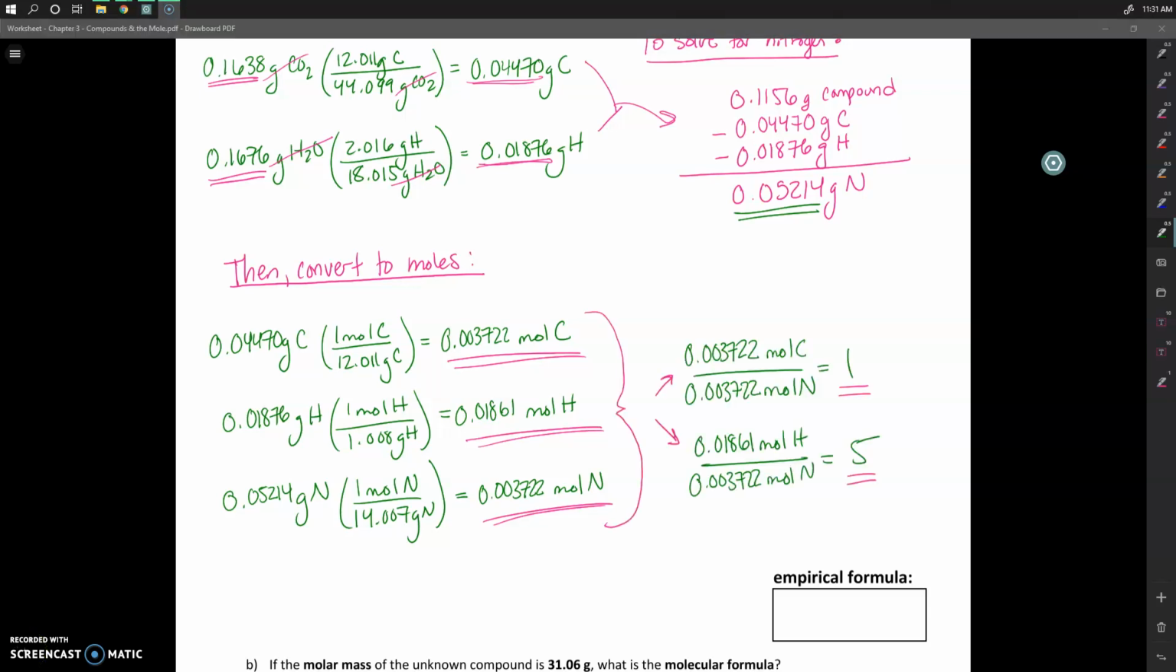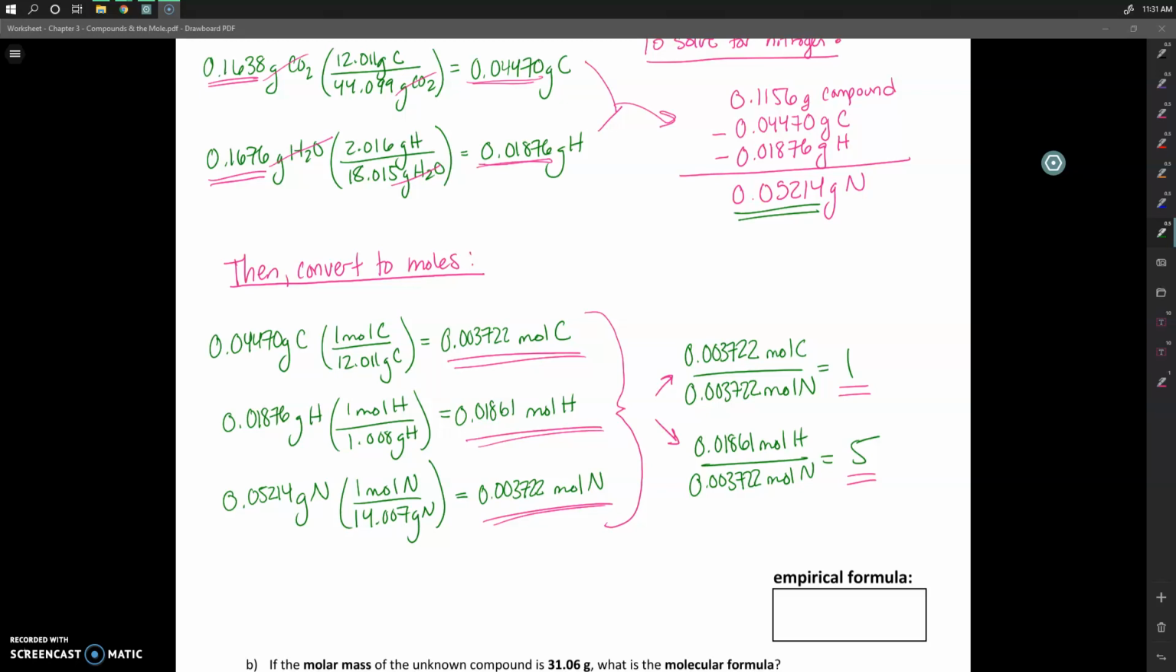So then from here, we want to now look at the ratio of these moles. And if you remember, the way we want to compare them is you should always find the number of moles that is smallest, and you're going to use that value to compare to all the other elements, and you're going to divide by that value.